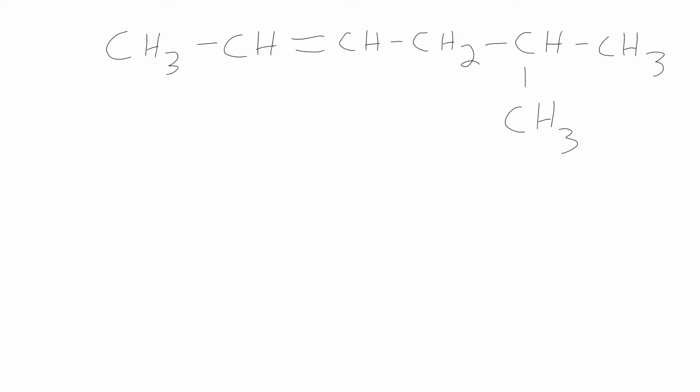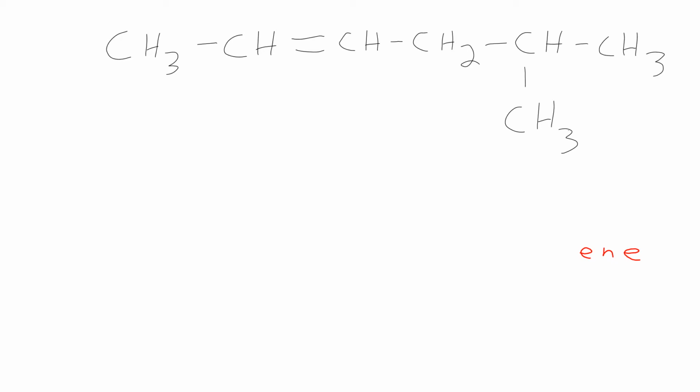We want to do another example of naming. So for this one, again, we want to recognize what type of molecule we are dealing with. What's the functional group? Well, we have just carbon and just hydrogen, but we have a carbon-carbon double bond. So that makes this an alkene. We would use the -ene ending for that.